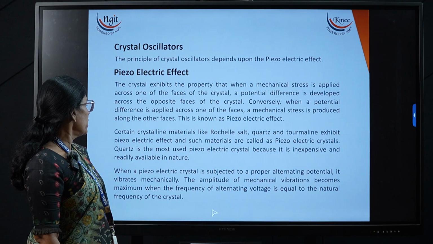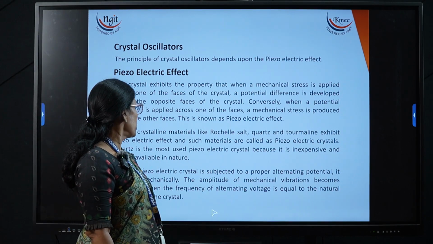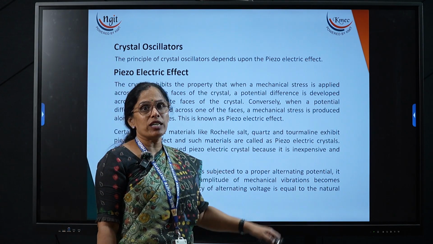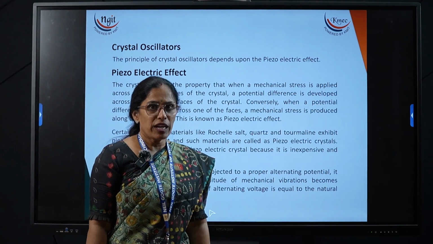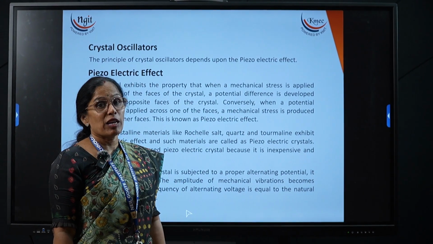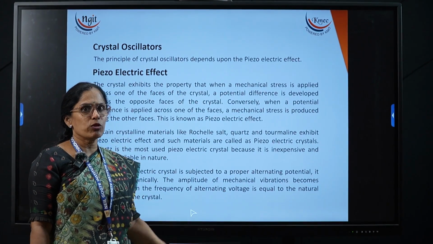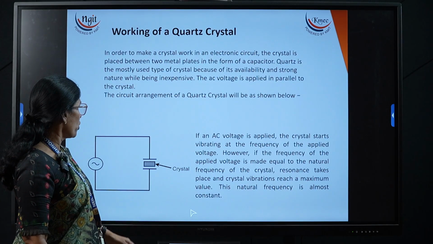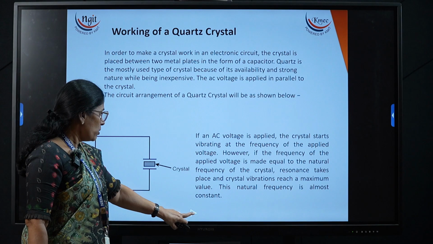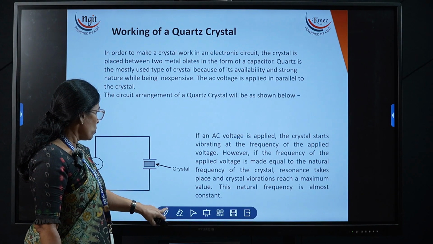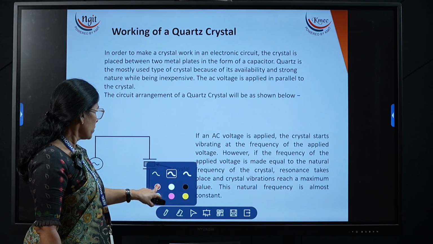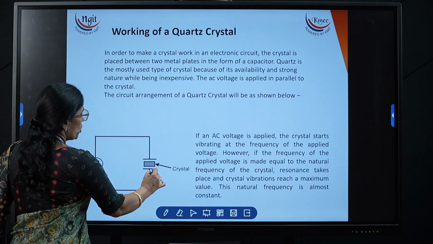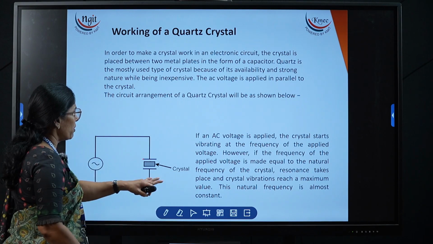Generally, examples of these piezoelectric materials are Rochelle salt and quartz. Quartz is a very cheap and widely available material. That's why mostly we use quartz crystals. Now this is the construction. Here, the crystal is mounted between two metal plates. So this is called the crystal, and this is the symbol for the crystal.